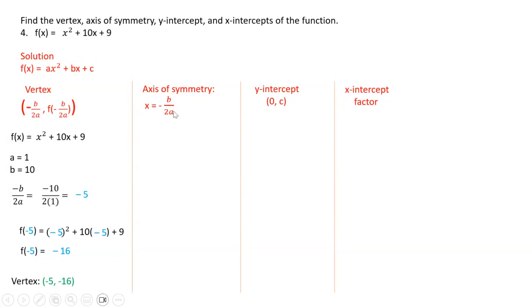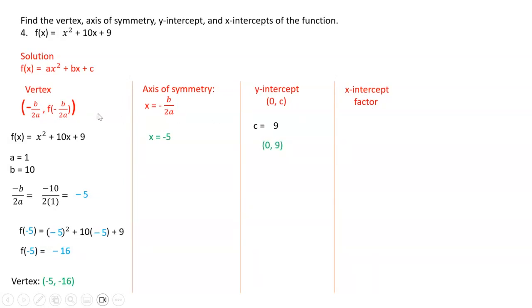Now, the axis of symmetry is the x part of the vertex, but you have to put x because it's an equation of a line. So it's going to be x equals negative 5. The y-intercept is also visual. It's going to be c. My c here, guys, is 9, so it's going to be 0, 9.